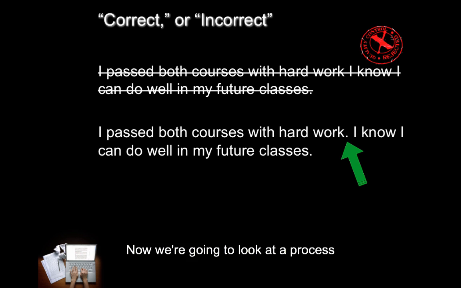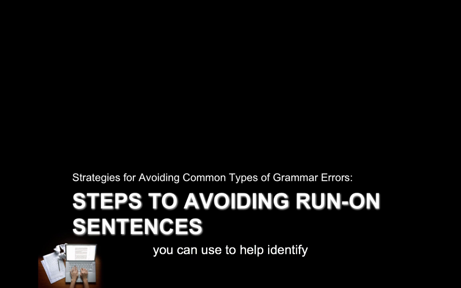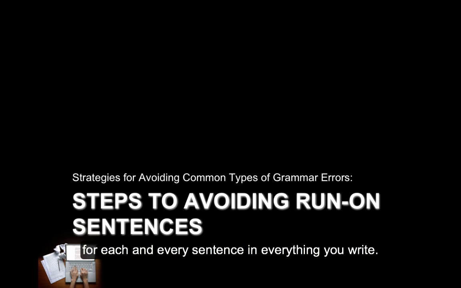Now we're going to look at a process you can use to help identify run-on sentences in your writing. If you've been told you have run-on sentences in your writing, you should follow this process for each and every sentence in everything you write. This should always happen during the editing and proofreading stage of the writing process, after you've written a draft of an essay. Try not to think about grammar and spelling while you're doing your writing.